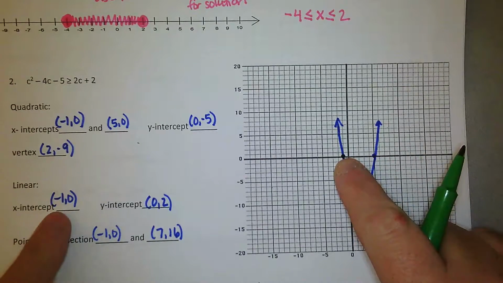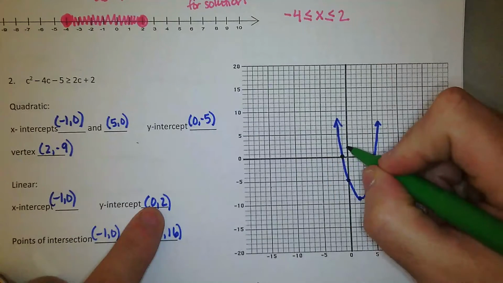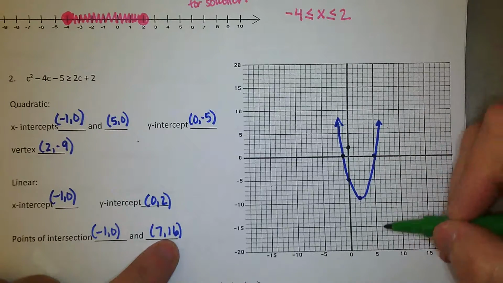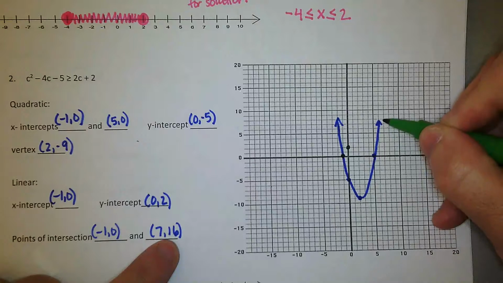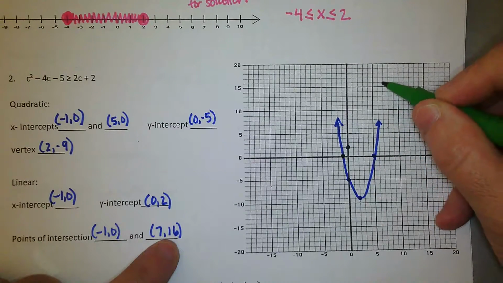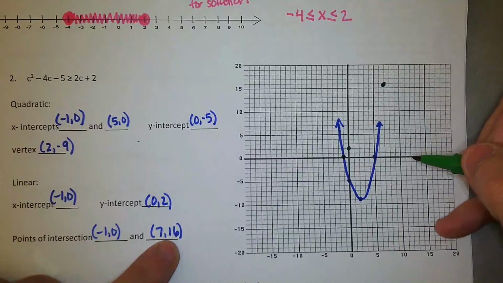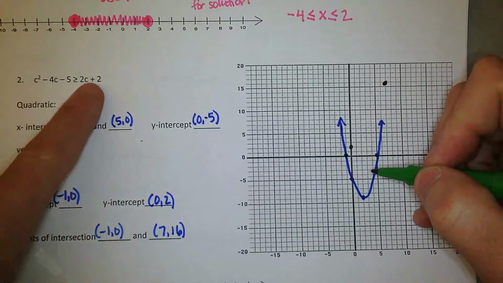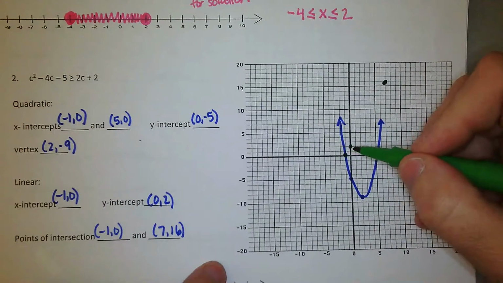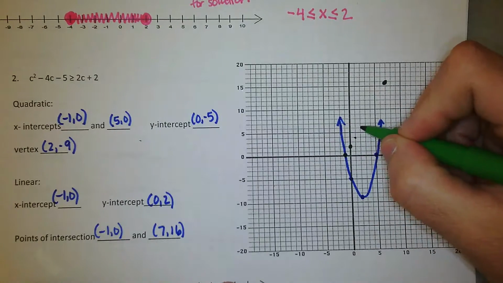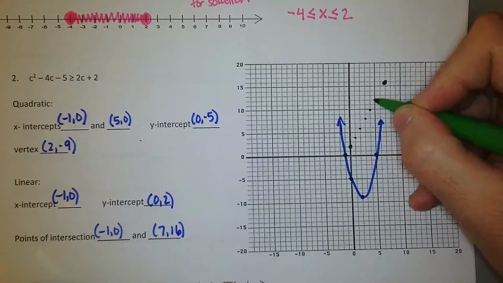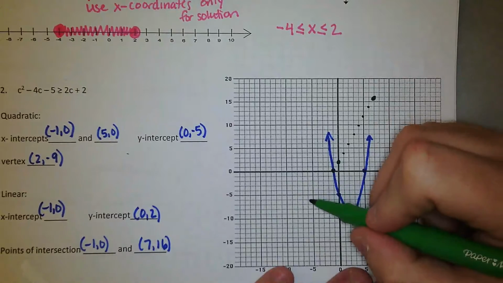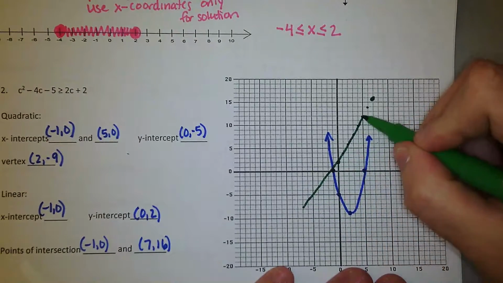I'm not sure. So remember that at negative 1, 0, that is a point. That's the x-intercept for the linear. Y-intercept's at 0, 2. And then we have a point at 7, 16. Ooh, that's way up here. And basically, because I know this is a slope of 2 and it goes up by 2 over 1, I can just kind of fill in a little bit. Just get the pattern there so it's easier. So I'm going to put this line in, and then we're going to fix this quadratic.